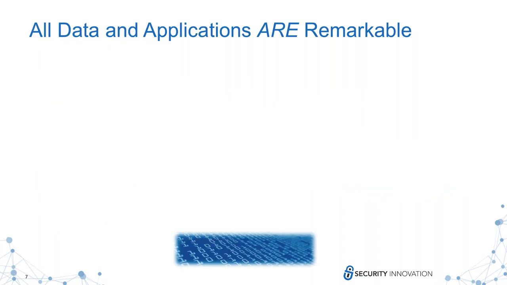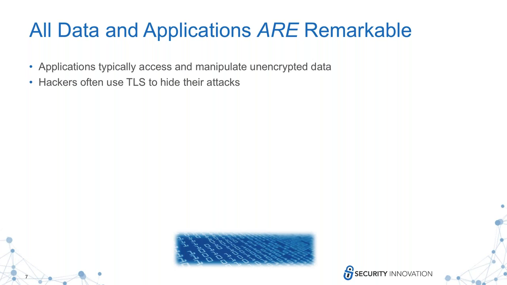So the truth is that all data and all applications and the operations they're performing are remarkable. There's a lot of moving parts, a lot of different components, pieces working together. And so applications typically access and manipulate data unencrypted. They're going to pull the data in, maybe decrypt it if they can, do some operations on it, and then re-encrypt it and send it out. But they have to operate on the data in its unencrypted form at some point.